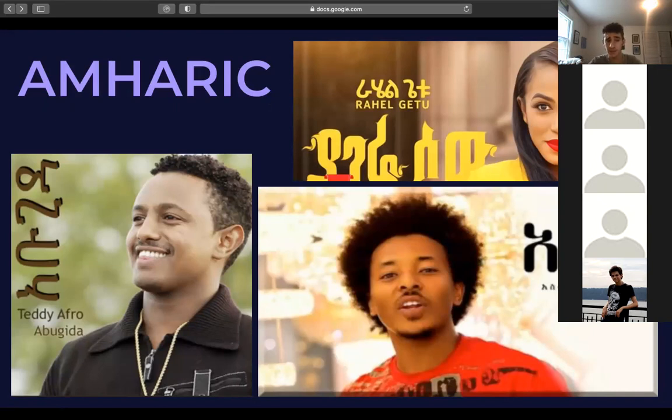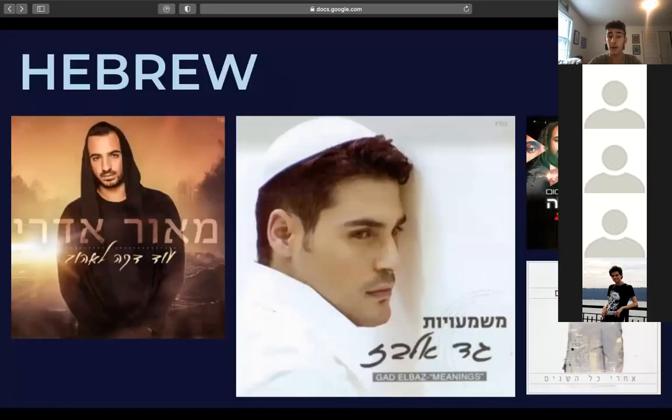For example, in the album cover, Abugida, there are 4 characters: A, Bu, Gi, and Da. Another example is Rahel Getu's name, which is Ra-Hel Ge-Tu. 5 characters. And now we'll look at Hebrew.